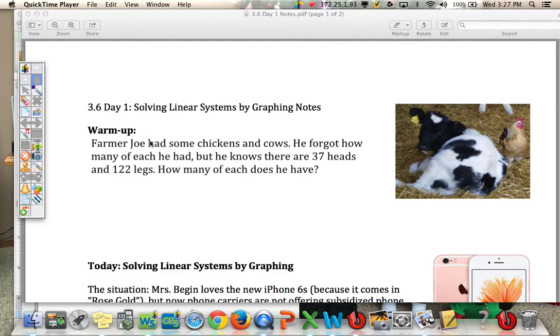There's a warm-up. Farmer Joe had some chickens and cows. He forgot how many of each he had, but he knows there are 37 heads and 122 legs. How many of each does he have? So you try that, and in class we'll go over it.